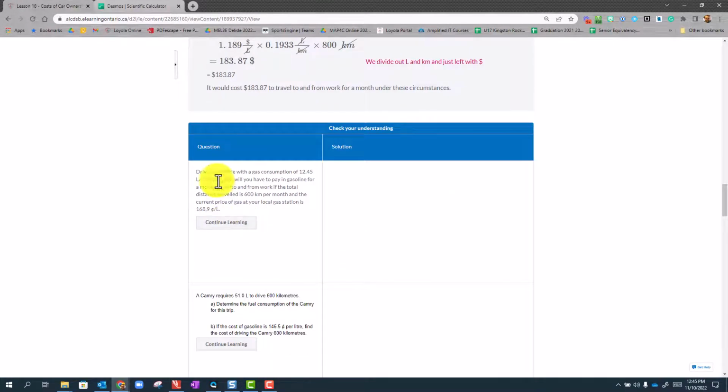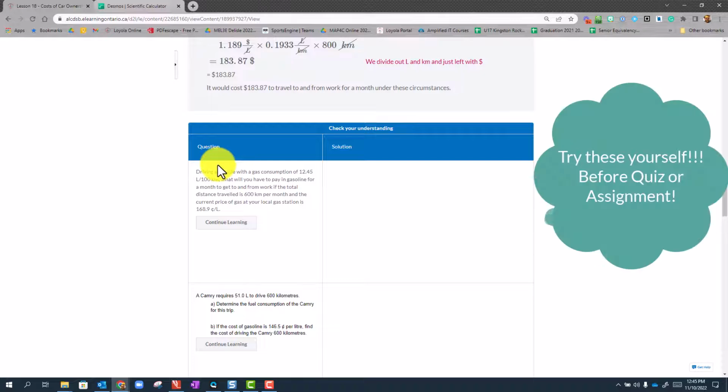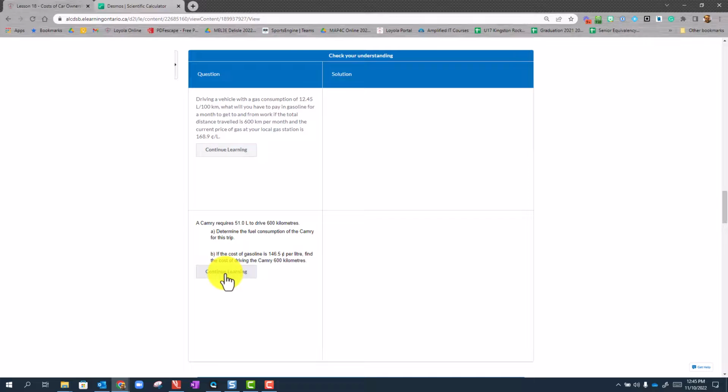So there's more examples. Do these first, certainly before you do the quiz or the assignment, okay? And then this one's going to put a few steps together, so take your time with that.